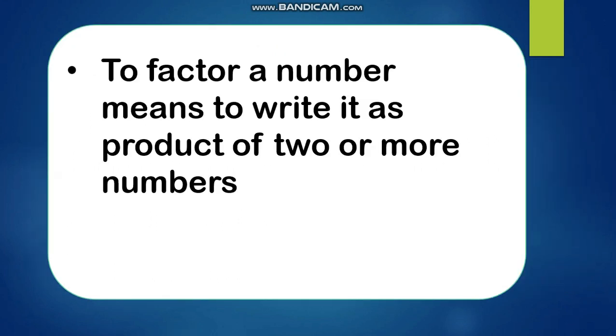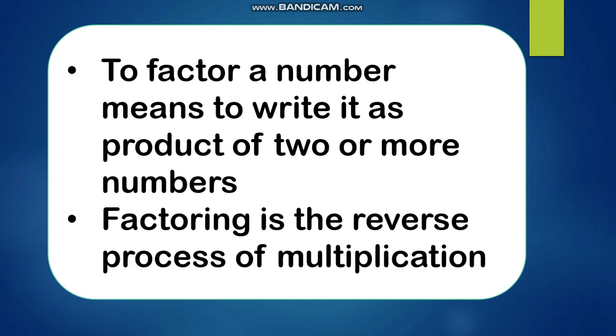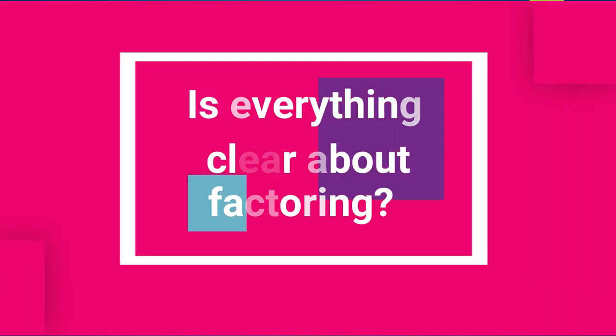So, to factor a number means to write it as a product of 2 or more numbers. Or by definition, factoring is the reverse process of multiplication. Is everything clear about factoring?